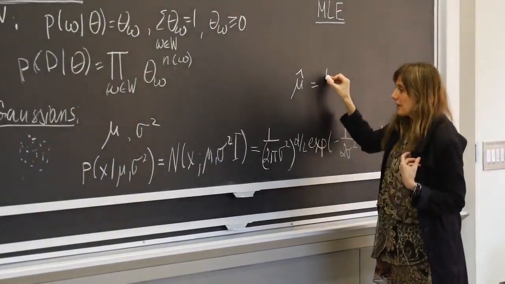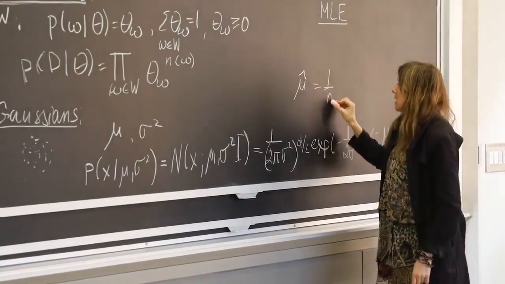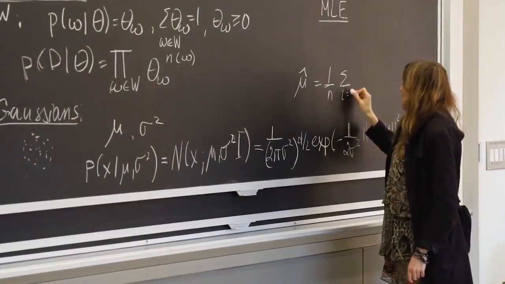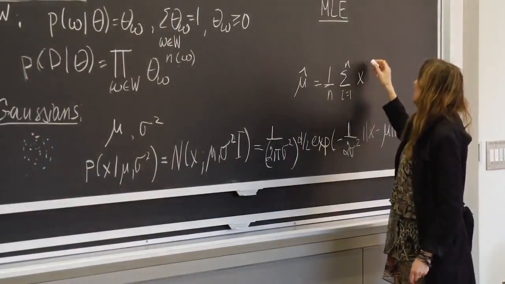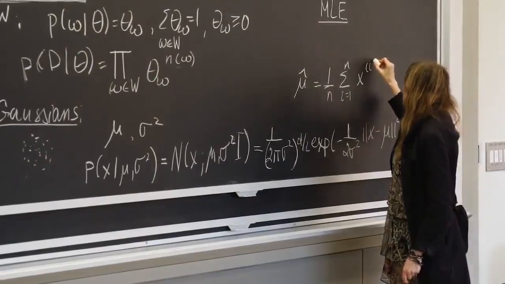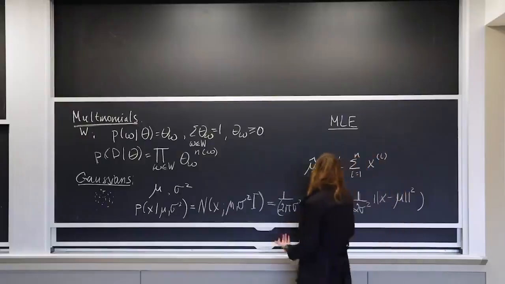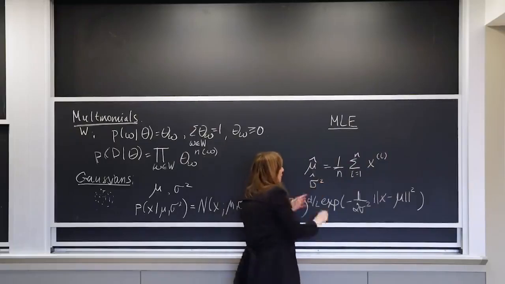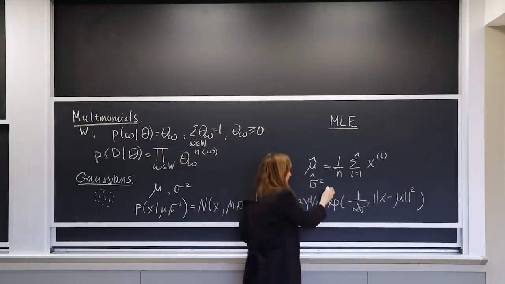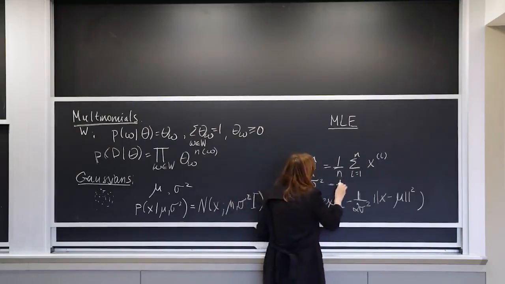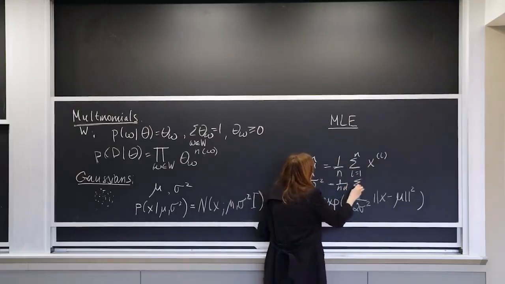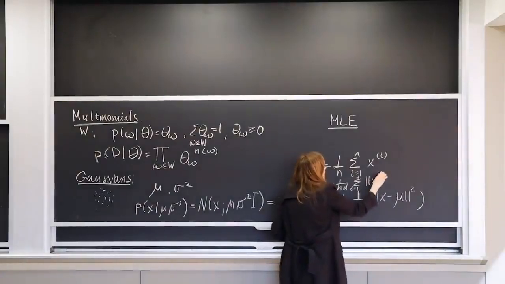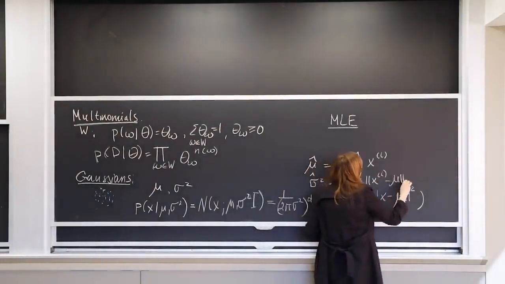It's 1 divided by n, sum of all the points x_i. And similarly, we also demonstrated, using exactly the same technique, that if we're estimating our sigma square, it's going to be 1 divided by n d, sum from 1 to n, of x_i minus mu squared.